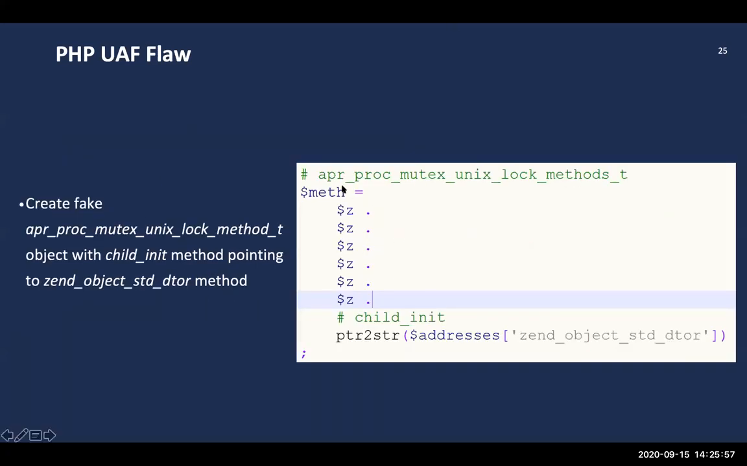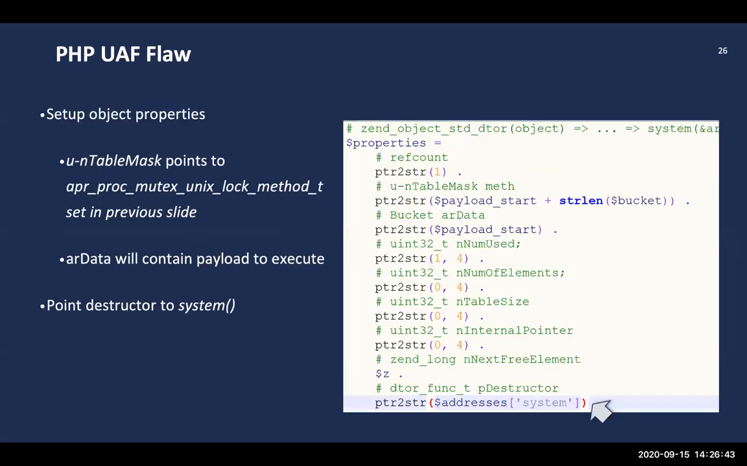So here's where we're creating kind of a fake object. And the child init method ends up pointing to the Zend object destructor. So the Zend object is kind of the base object in PHP. And we're going to basically point to that object destructor. And why that's useful is Zend objects have properties about them. And so those properties are where the exploit is going to save the command that we want to run as an attacker, and it has a pointer to the actual destructor to call itself. And so when we call this destructor, we're going to call the properties destructor, and that's going to end up being how we get code execution on the system.